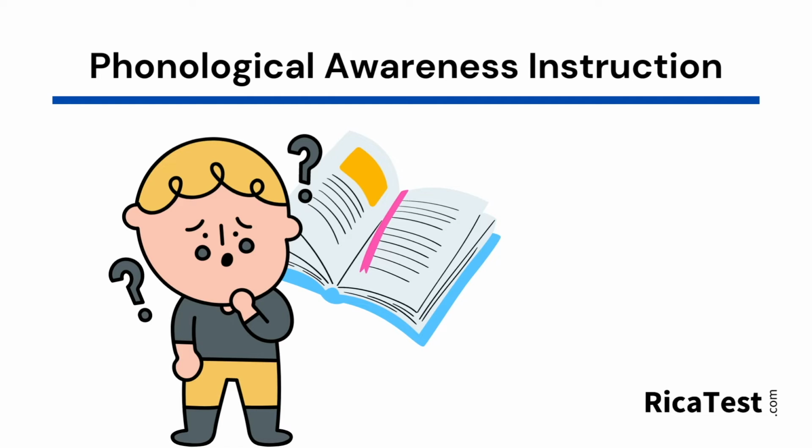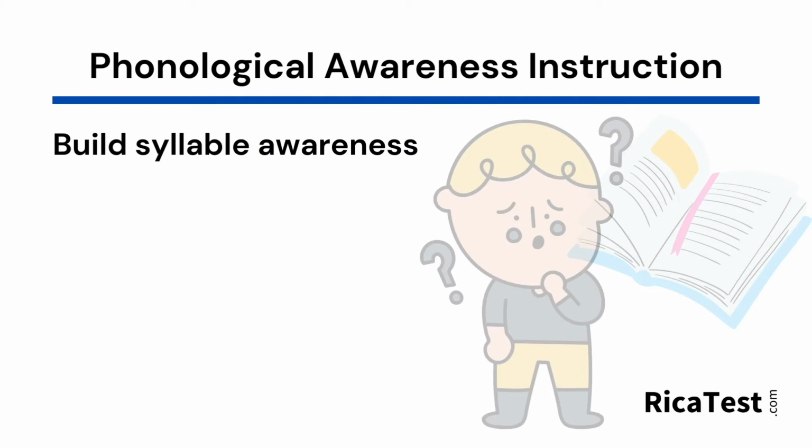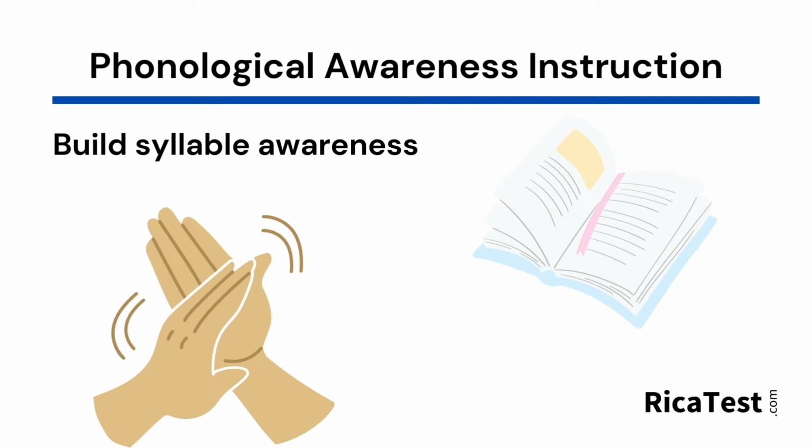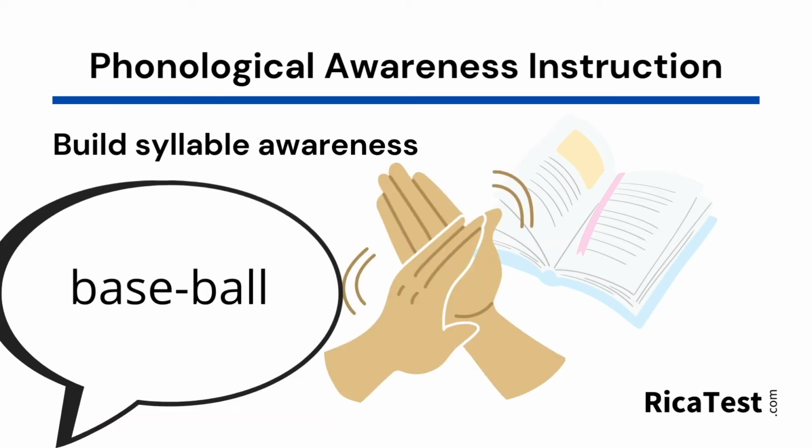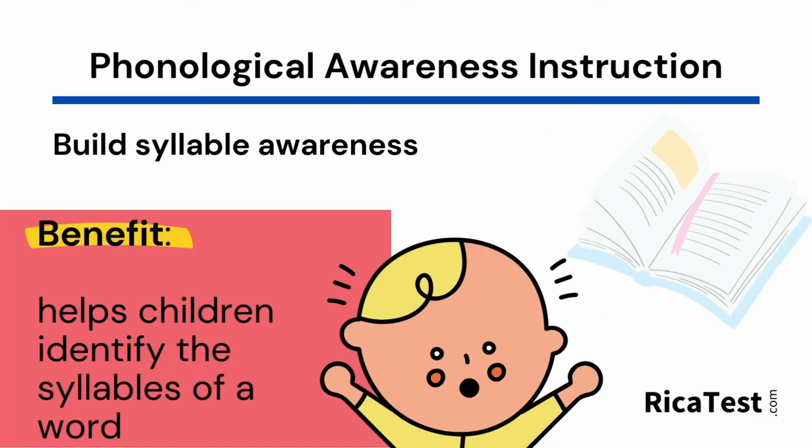This student is having a difficult time identifying the syllables in a word. For this need, the teacher will want to build the student's syllable awareness. The instructional method to be used is that we teach children to say the multisyllabic word and clap their hands when they say it. An example could be "baseball." Building syllable awareness helps children identify the syllables of a word.